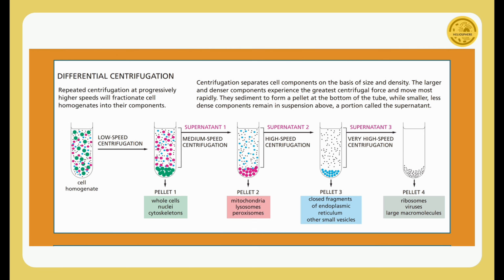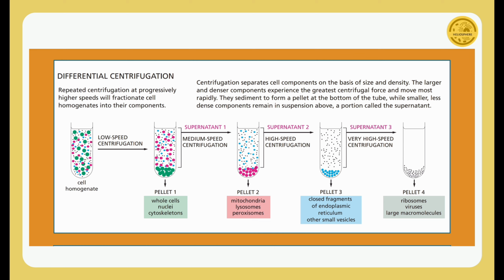One approach to fractionating the cell homogenate is differential centrifugation. This involves repeated centrifugation at progressively higher speeds. Each round of centrifugation separates components based on their size and density. Low-speed centrifugation sediments larger components like whole cells, nuclei, and cytoskeletons.